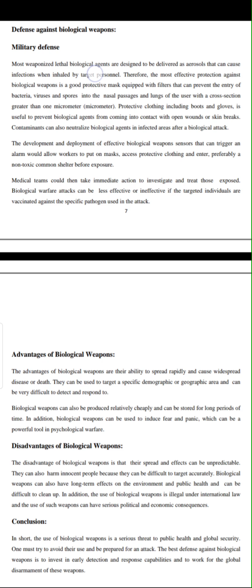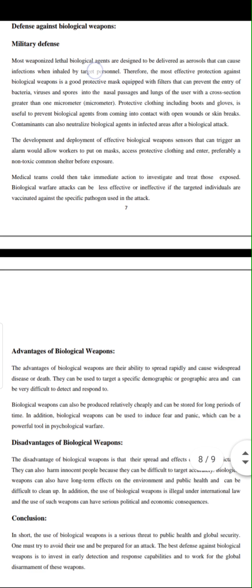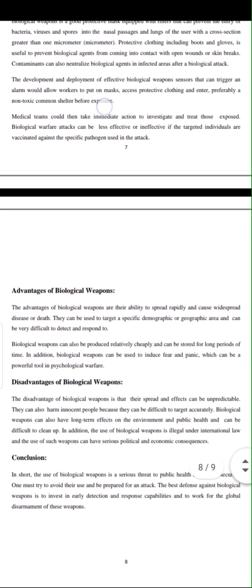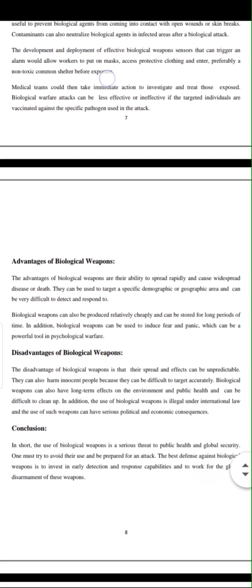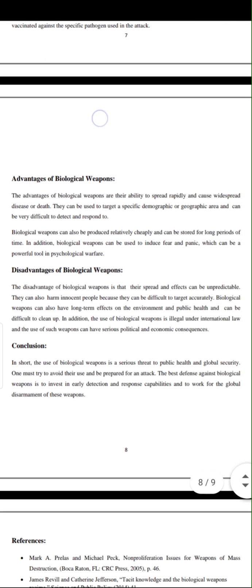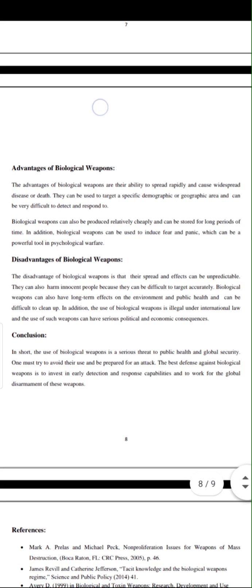Biological warfare attacks can sometimes be less effective or ineffective if the targeted individuals are vaccinated against the specific pathogens used in the attack. Then comes the advantages of biological weapons.